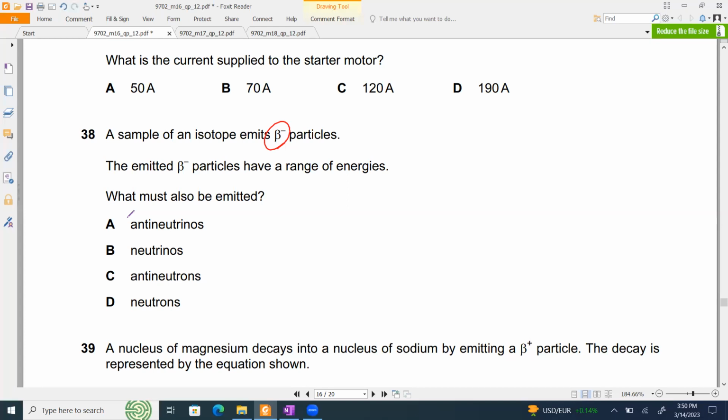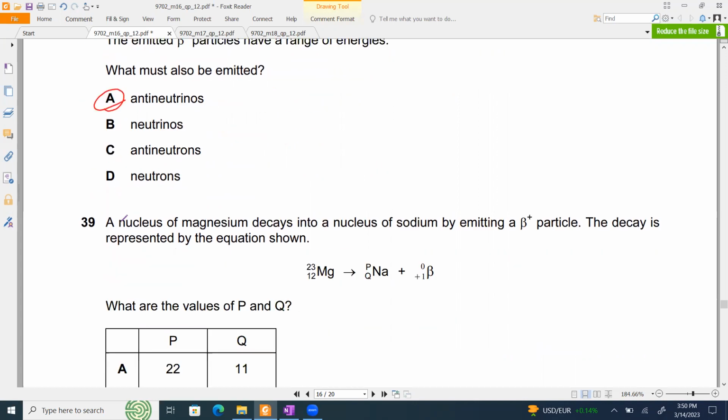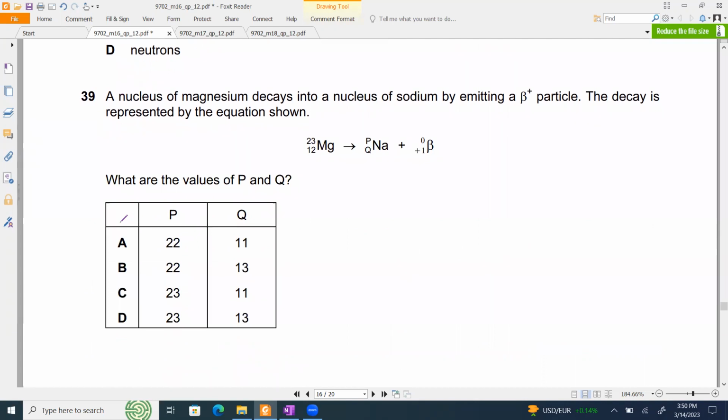Okay, so antineutrinos. One of them they have written anti-neutrinos, the other very close, anti-neutrons. No, not anti-neutrons, but anti-neutrinos. Anyways, the next one is here. Again, a beta decay question, but this time beta positive decay.